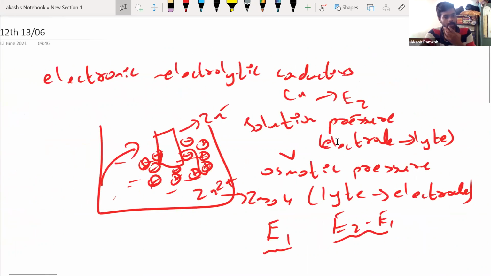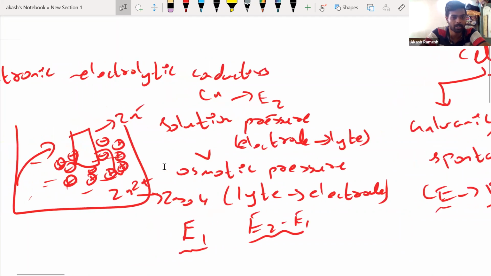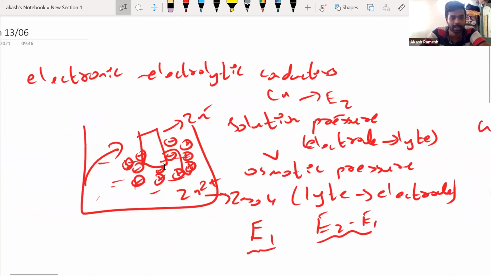Okay, so we talked about solution pressure, osmotic pressure, basically the tendency of the metal. If you keep an electrolytic conductor and an electronic conductor in contact, you will see that the ions are going to move from the electrode, which is basically the electronic conductor, the metal conductor, to the electrolyte, or from the electrolyte to the electrode. Any of this can happen, and that is what is called the solution pressure, electrode to electrolyte, and this is opposite. Osmotic pressure is opposite, right?